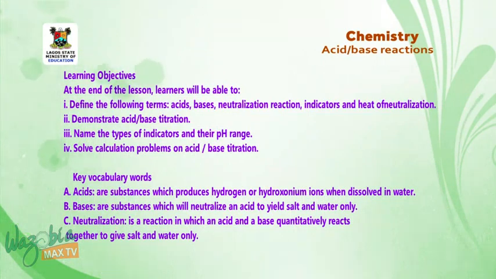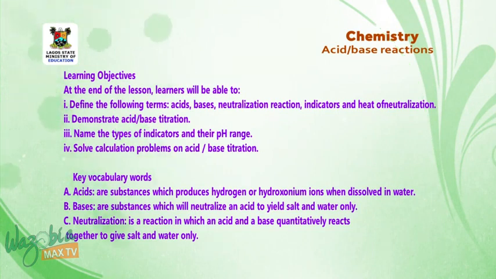At the end of the lesson, learners will be able to: 1. Define the following terms: acids, bases, neutralization reaction, indicators, and heat of neutralization. 2. Demonstrate acid-base titration. 3. Name the types of indicators and their pH range. And 4. Solve calculation problems on acid-base titration.